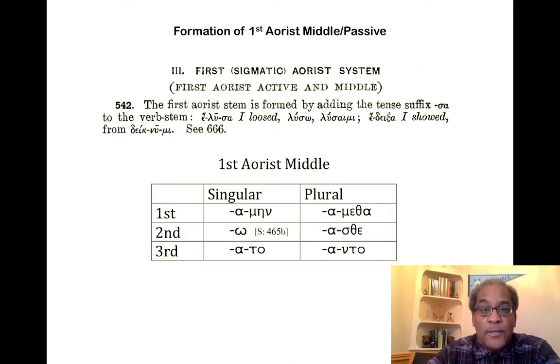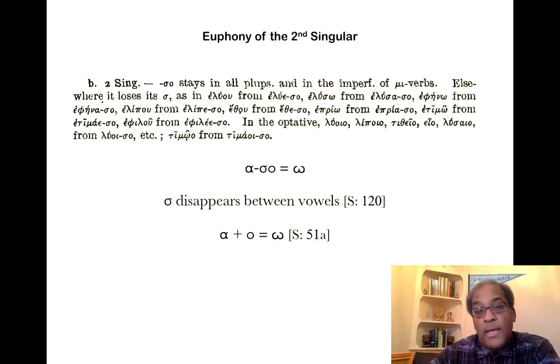Okay, on to the first aorist. The first aorist stem is formed by adding the suffix sa to the verb stem. So we come up with lusamen, luso, we'll talk about that phonetic operation, lusato, lusameta, lusaste, and lusanto. So here we have the operation of the insertion of the tense suffix, the sigma, along with the alpha dominant of the first aorist system in the indicative and elsewhere.